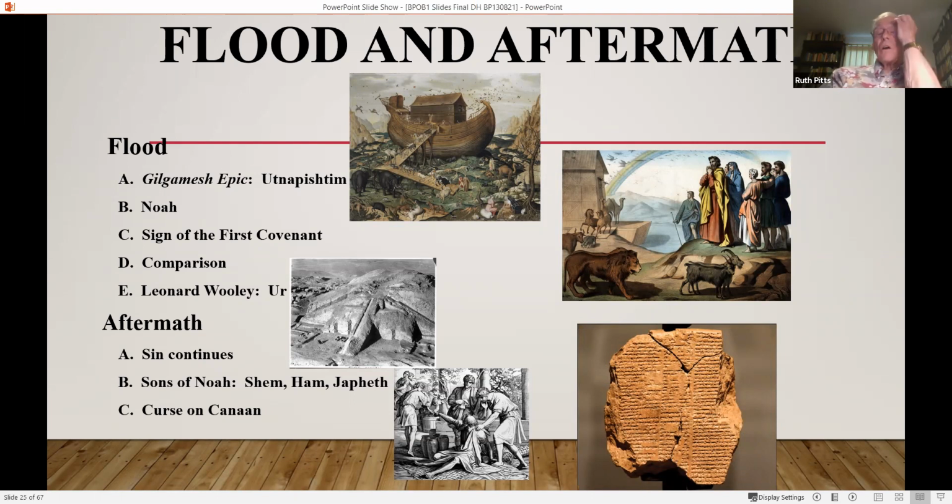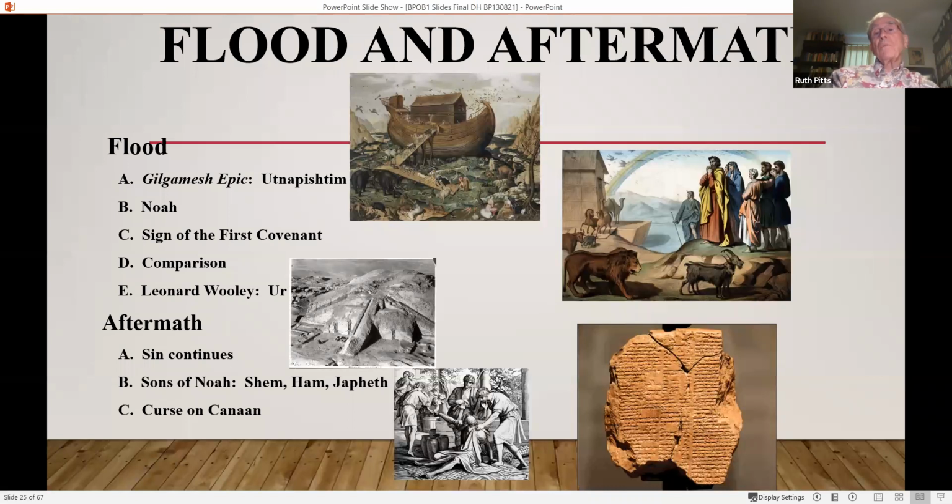Leonard Woolley at Ur dug there and found this massive layer of mud and said, aha, this is the flood, evidence of the flood. But then you go down the road a few miles and dig at that same level and there's no evidence of it. So, you know, people began then to say, well, that was a local flood that perhaps prompted this account. Well, the aftermath of all of this is that sin continues.